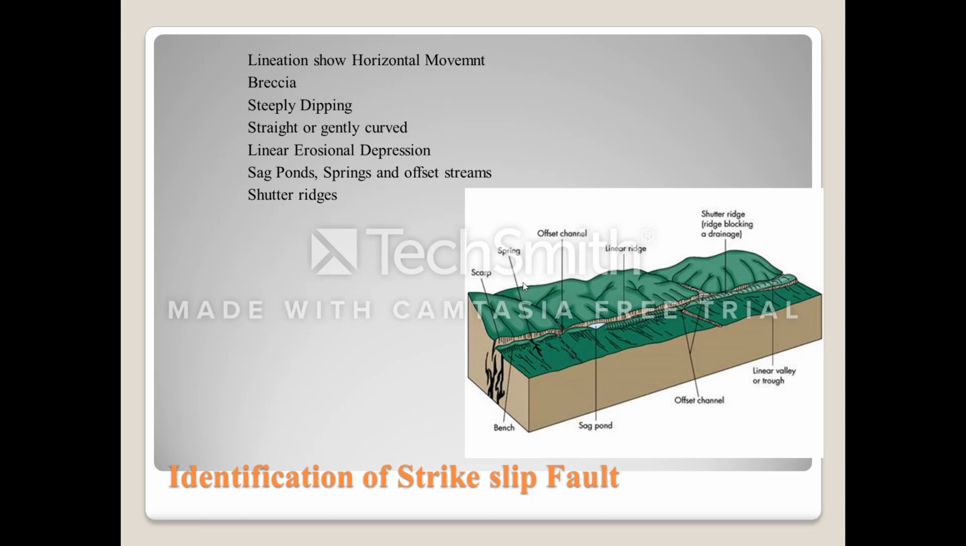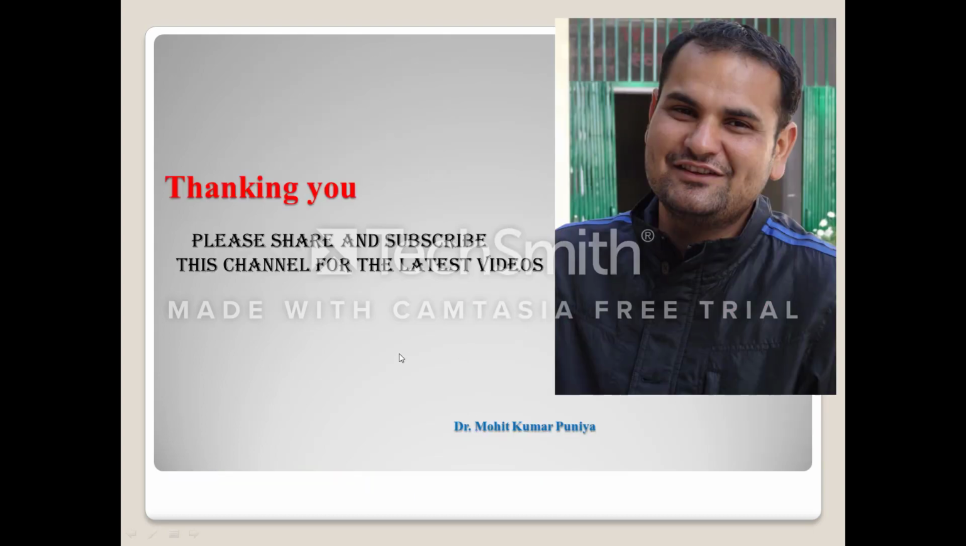Okay, and strike slip faults can also generate duplexes, and these duplexes shape the folds in vertical section, referred to as positive flowers and negative flowers also. That depends on the association of the normal fault and the strike slip fault. So this is about the strike slip fault.